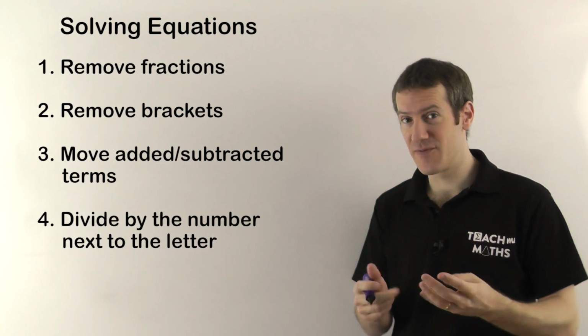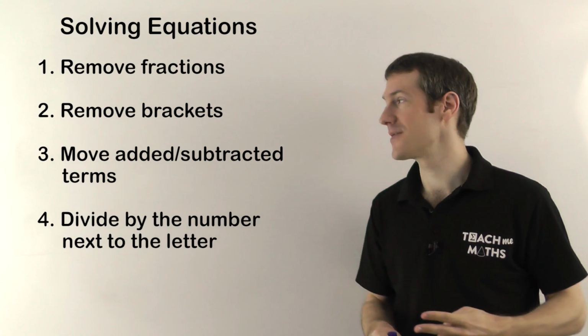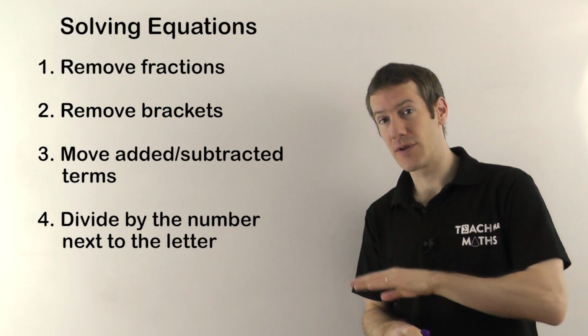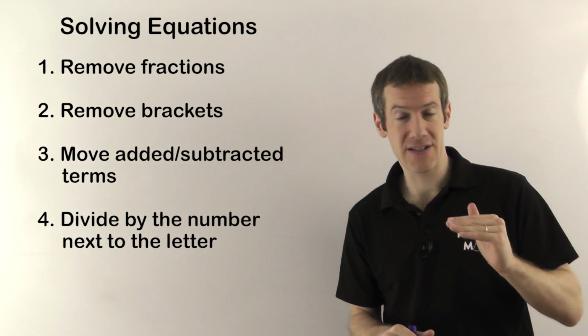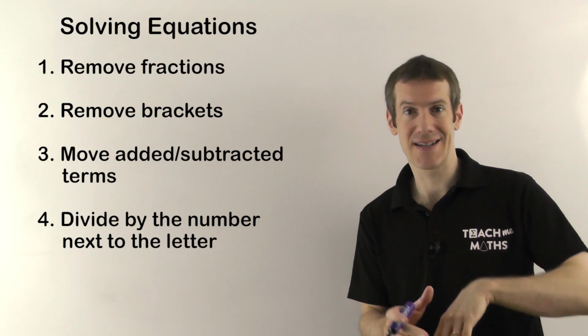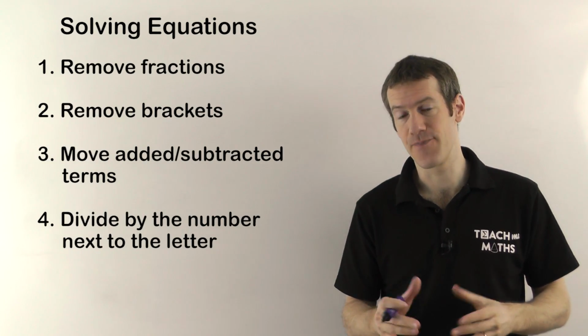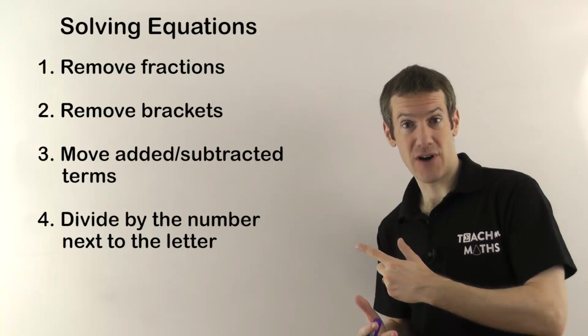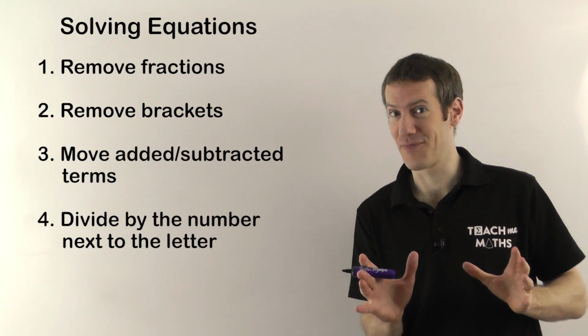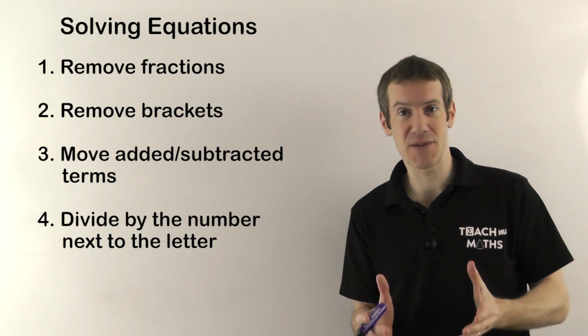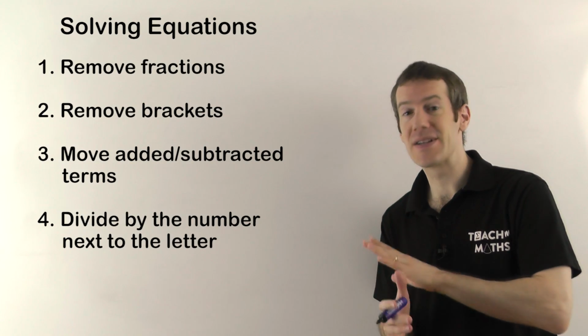Now, so far in videos 1, 2 and 3 of transposition, we've been looking at steps 2, 3 and 4. So we've got rid of our brackets first, then we move the added and subtracted things, and then we divide by the number next to the letter. This is the video where we're going to include the fractions as well, so we're going to do the whole lot. So I'm going to go through a few examples and explain it, but we're always going to follow these 4 steps in that order.